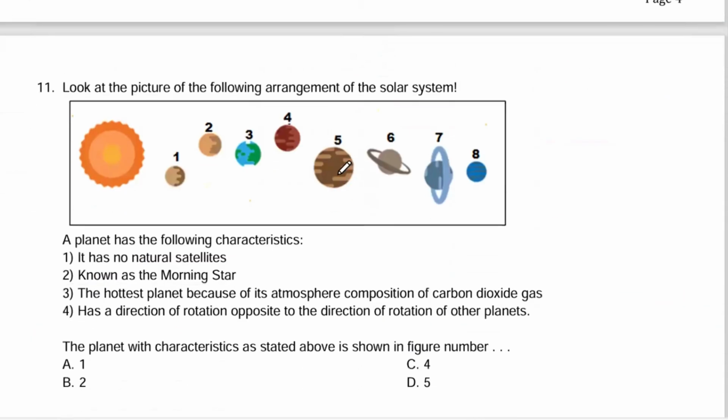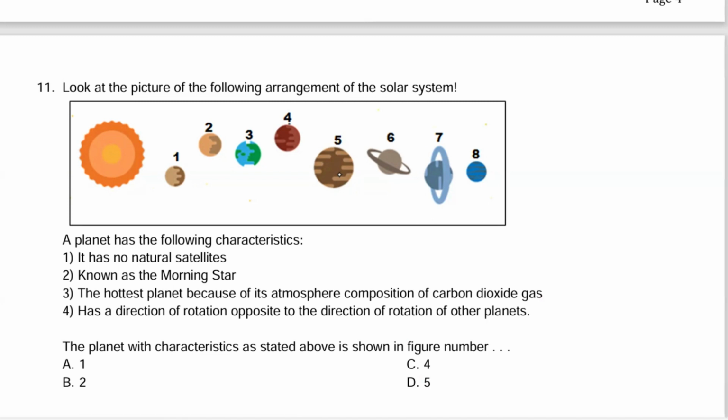Okay, so now number 11. You are given the arrangement of the solar system, and you need to find out which planet has the characteristics shown above. So it has no natural satellites. There are many that don't have a natural satellite, but of course, there's something before Earth, the one that doesn't have a satellite. And then, known as the morning star, I think you can guess it now.